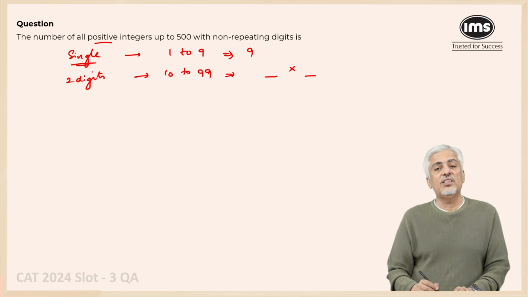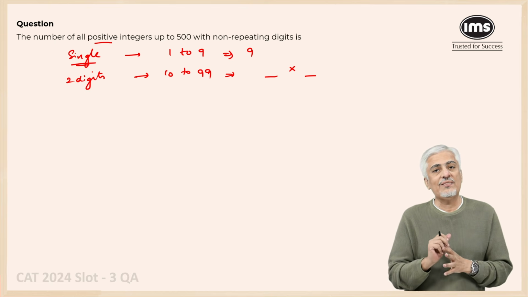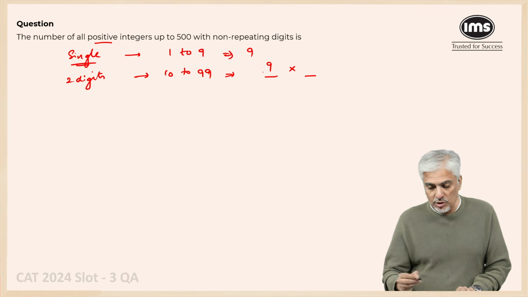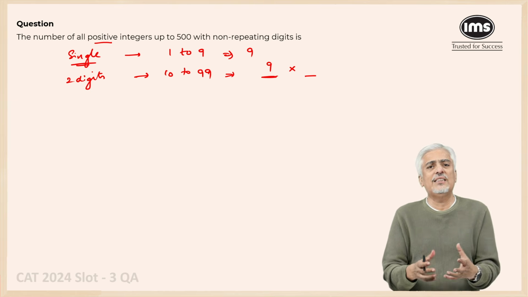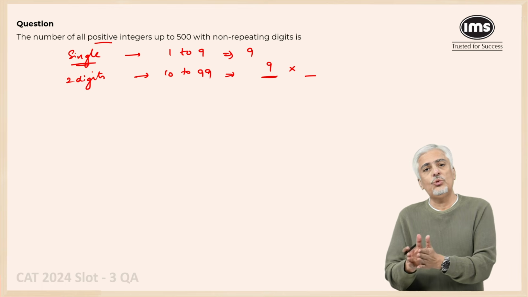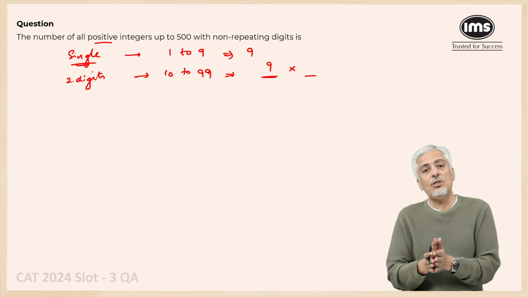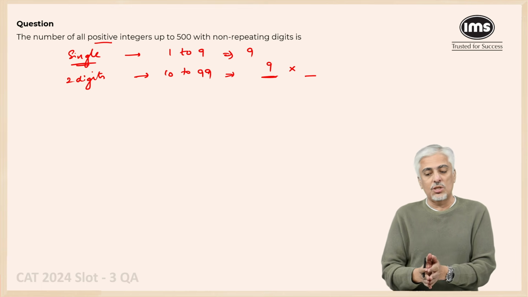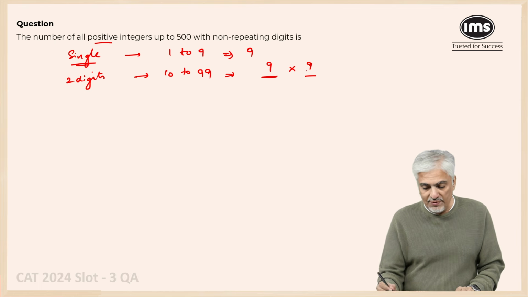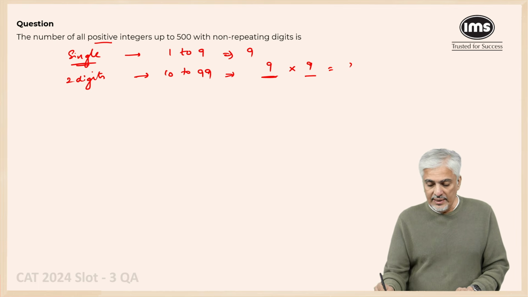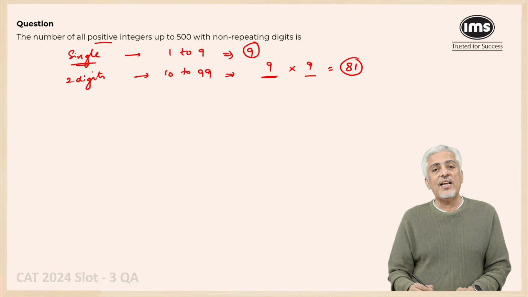The first digit can be chosen in how many ways? I can choose 1, 2, 3, 4, 5, 6, 7, 8, 9. So the first digit can be chosen in 9 ways. Whatever digit I chose over here, whether I chose 7 or 6 or whatever, I can't choose it again, but I can use 0 because 10, 20, 30, all those numbers are also there. So I can choose 0. So again, I'll have 9 options. 9 nines are 81. So for double digits, I will have 81 numbers which have non-repeating digits.